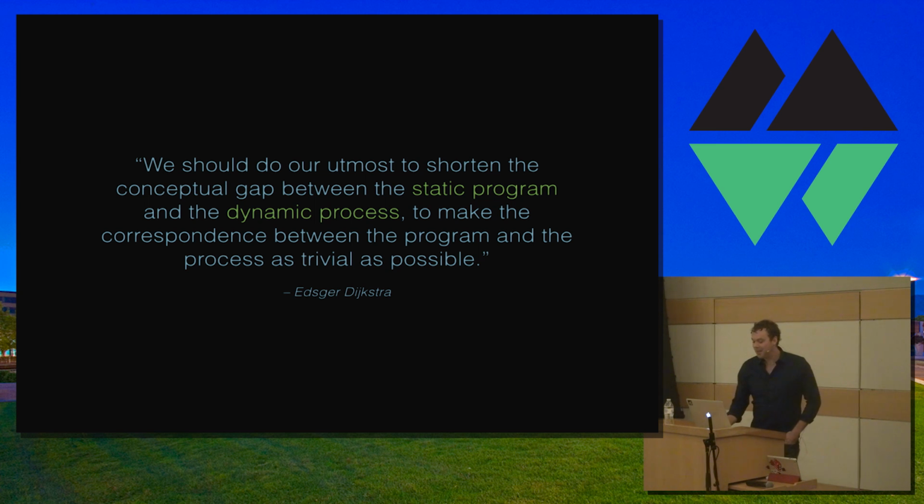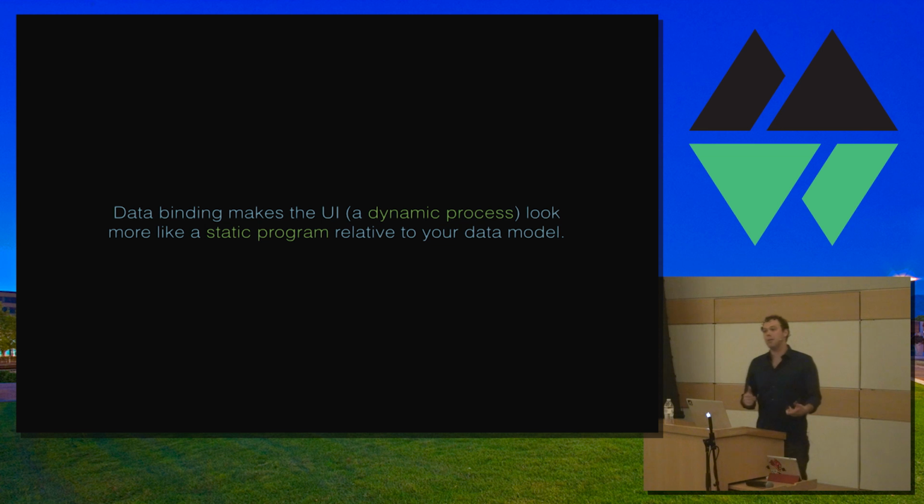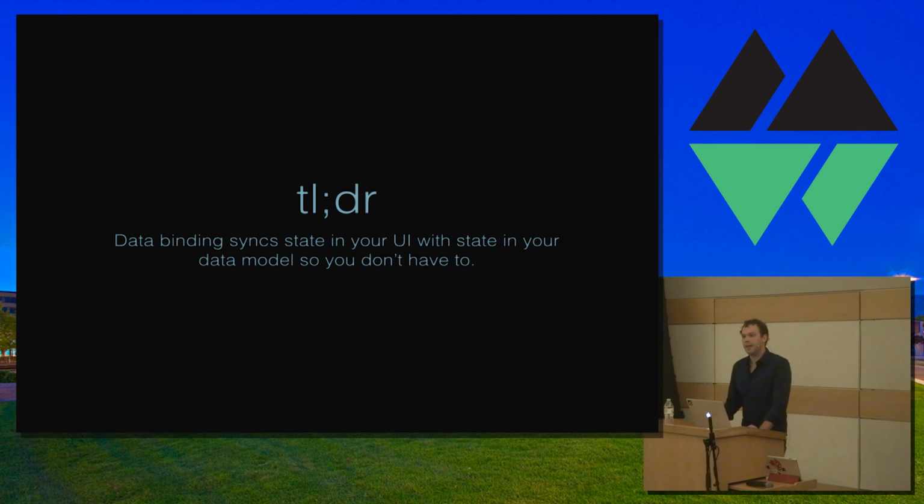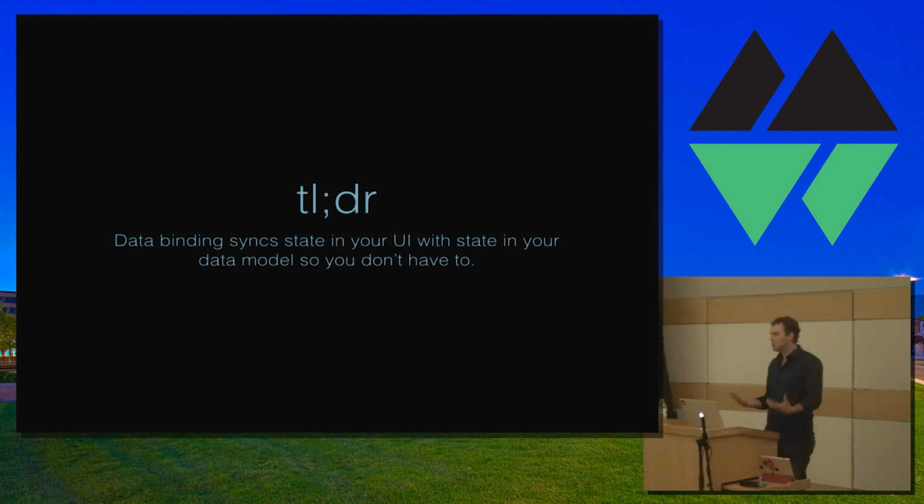What does this even mean? Data binding makes the UI, which is a dynamic process, look like a static program relative to this other dynamic process, which is your kind of business logic and your fundamental interactions. The TLDR here is that it syncs some state in one place with the state of your UI. Everybody buy that who uses data binding? Seems reasonable?